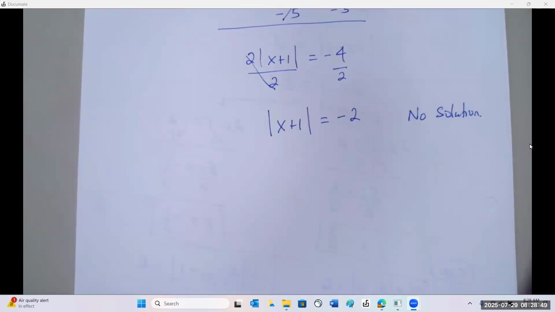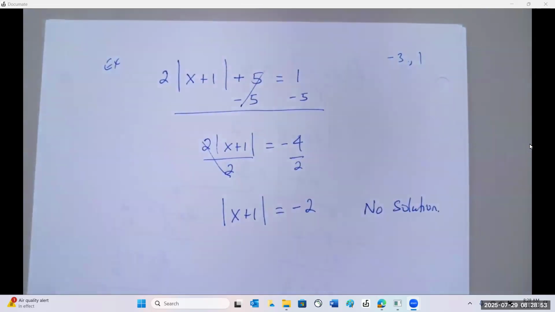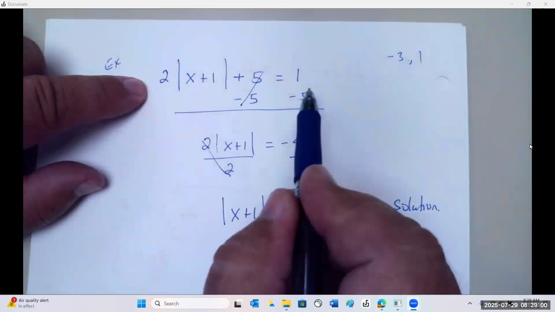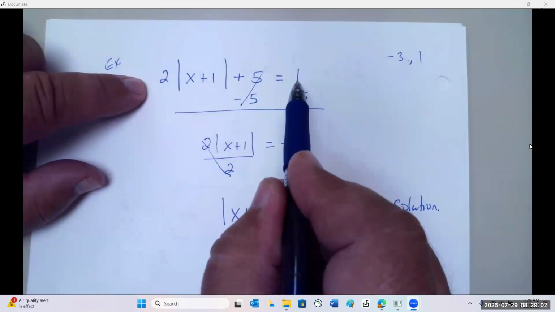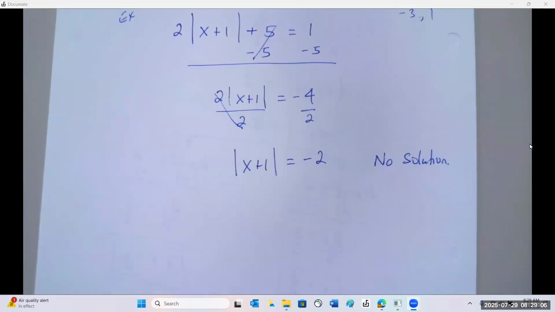There is no solution. Because had you checked your answers, you would have known that's not the right answer. Because anything plus 5 is not going to equal 1. This can't be negative, so there's no solution. That's why the CYA is super important.